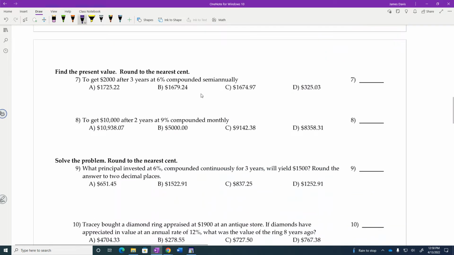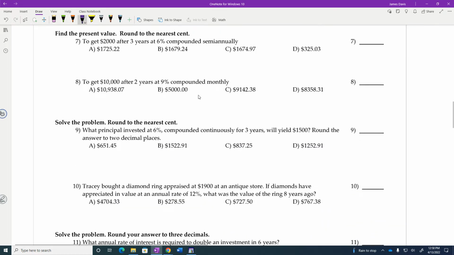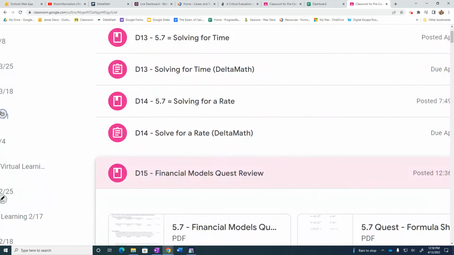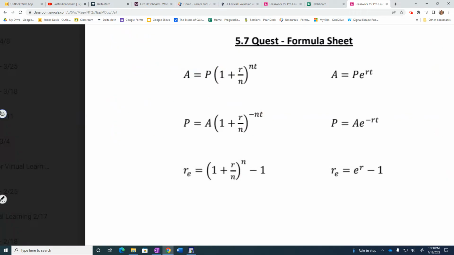All right, number 7. This one says to find the present value. So for present value, we want to use the formula that starts with a P. The only thing different is that we switch the A and the P, and then we also have a negative exponent. If you prefer, you can also write it as A over that value, as a fraction if you want to drop the negative. But I would just use this. So this is the present value.